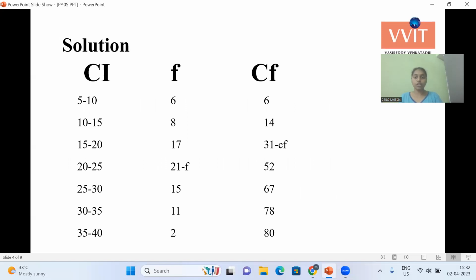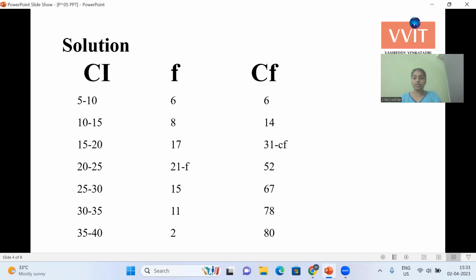First we will calculate the cumulative frequencies for the table. The first frequency we write as it is, and for the next we write the cumulative frequency plus the next class interval frequency. For class interval 5 to 10, the frequency is 6, so the cumulative frequency is 0 plus 6 equals 6. For the class interval 10 to 15, the cumulative frequency is 6 plus 8 equals 14. Next, for class interval 15 to 20, the cumulative frequency is 14 plus 17, which equals 31. We will calculate the cumulative frequency like this for the whole table.